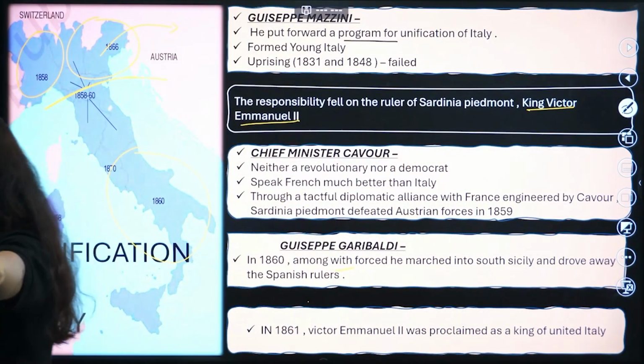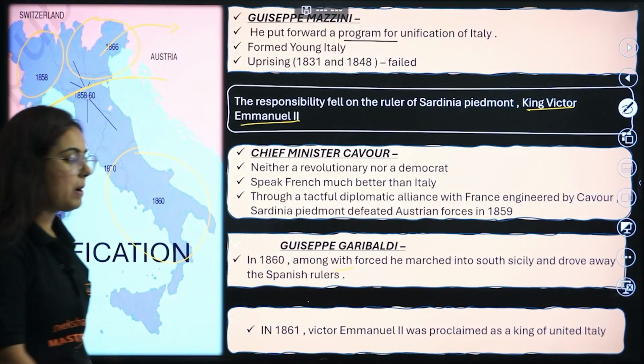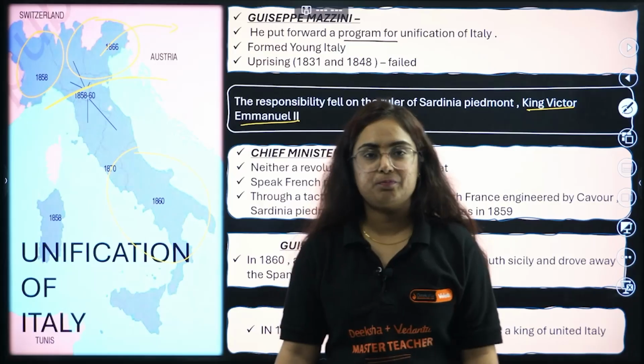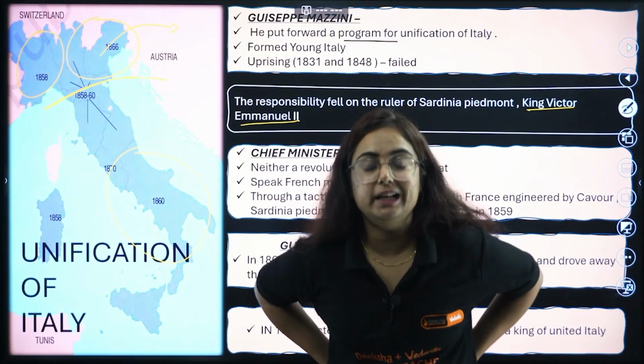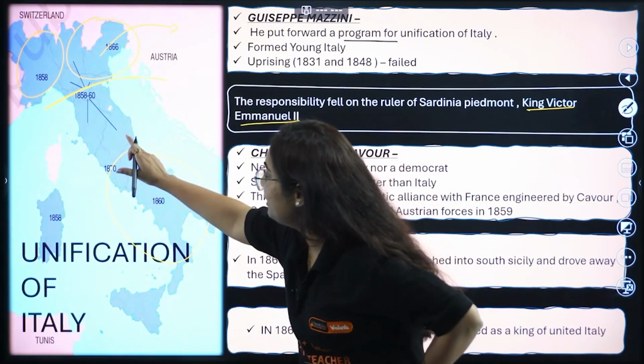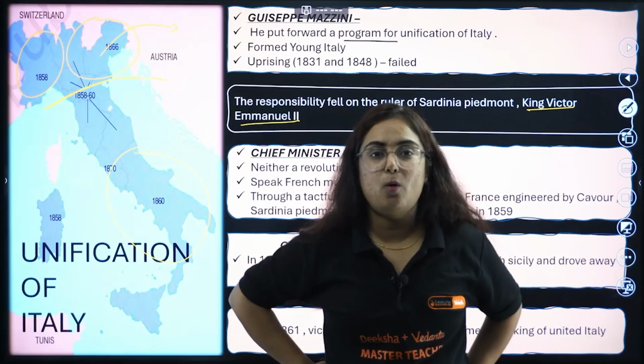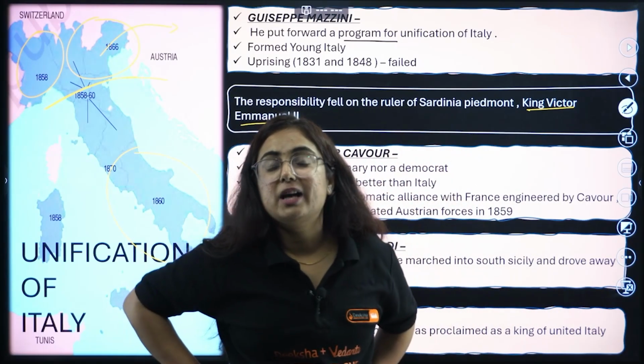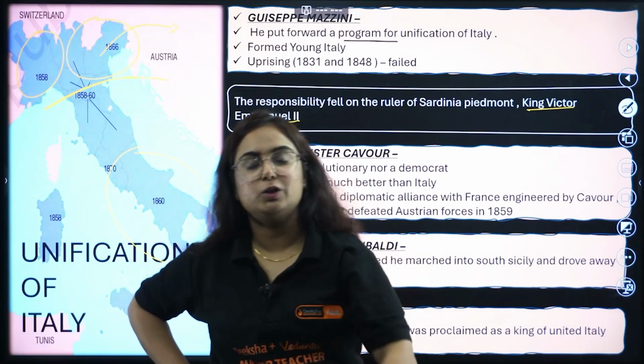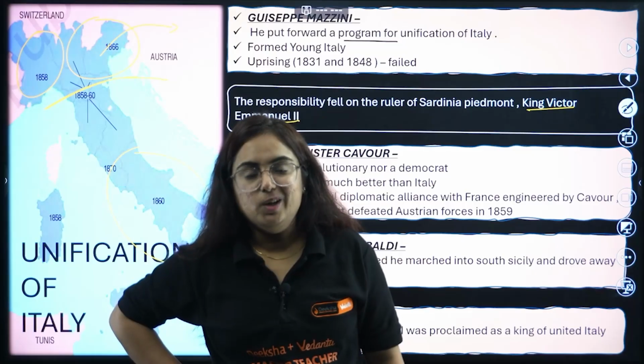Your mind is running with one doubt right now, ma'am. What about central Italy? Why are we proclaiming it as United Italy without even winning this area ruled by the Pope? Beta, because it was backed up by France, which was quite difficult to challenge. But I will tell you what happened now.